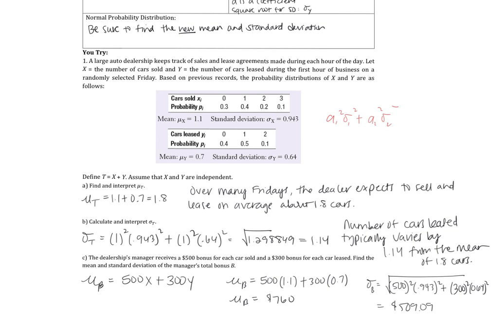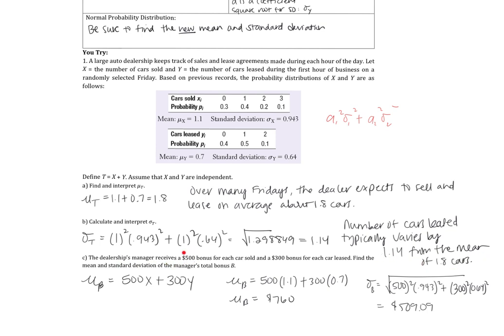Okay, so you can see that we followed that formula. The leading coefficient is 1, so that's why I have the 1 squared here, just so that you can see that we still square that coefficient, but it doesn't really make a difference. And then we multiply the associated standard deviation, we square that, plus the leading coefficient of the y is 1 squared times that associated standard deviation, which is 0.64 squared. And then we take the square root to get the standard deviation rather than the variance, and it's 1.14. The interpretation is number of cars leased typically varies by 1.14 from the mean of 1.8 cars.